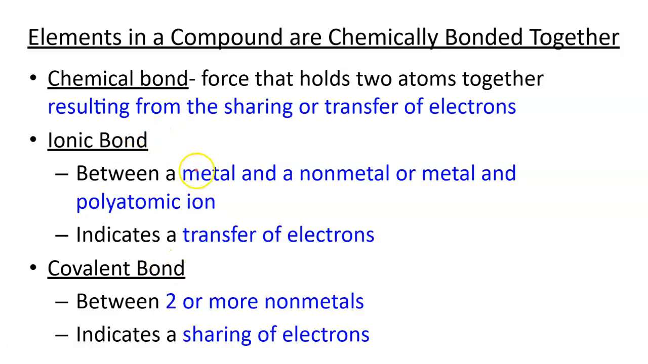The way you identify an ionic bond is between a metal and a nonmetal, or between a metal and something called a polyatomic ion, which we'll talk about in a minute. A covalent bond is between two or more nonmetals. We can also characterize ionic and covalent bonds in terms of their electrons. An ionic bond is a transfer of electrons, and a covalent bond is a sharing of electrons.